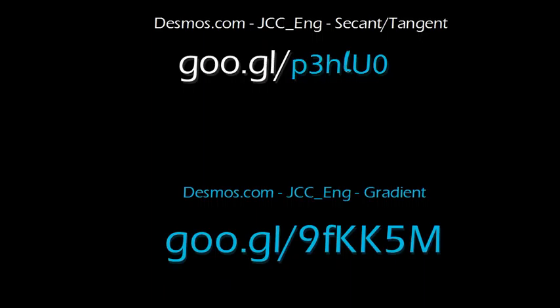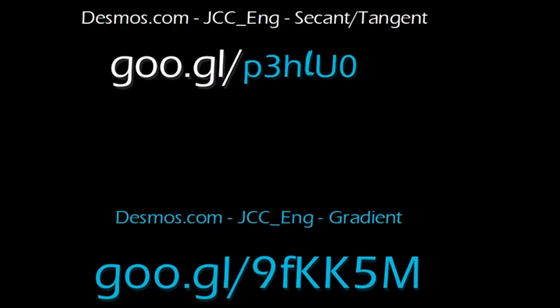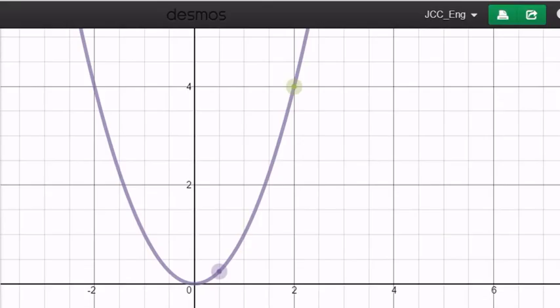There's a couple of websites that you might want to have a look at. The bottom one's on the gradients, and the top one is about secant and tangent lines, so I'll just go through that now. So this is on desmos.com, a graph of y equals x squared, where we put a number in x, the function multiplies x by itself, and you get square numbers out. And here is point B, this is point A.